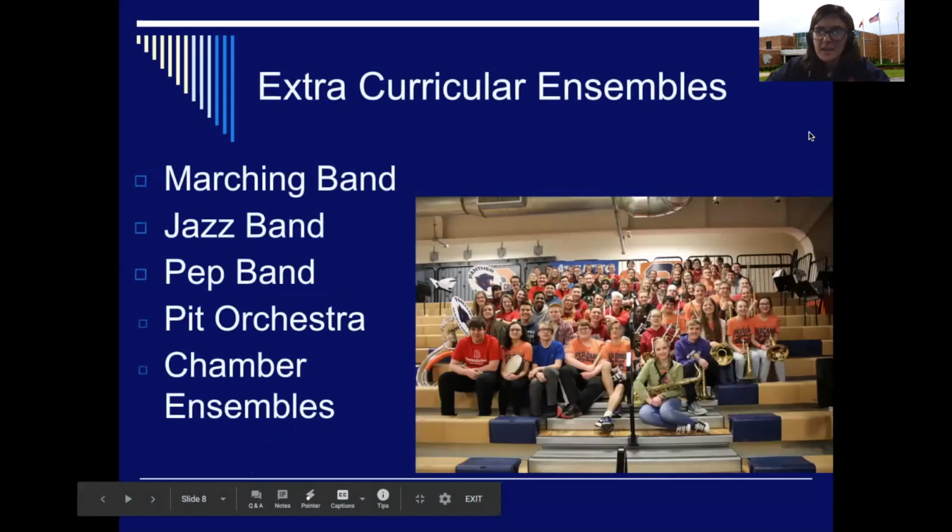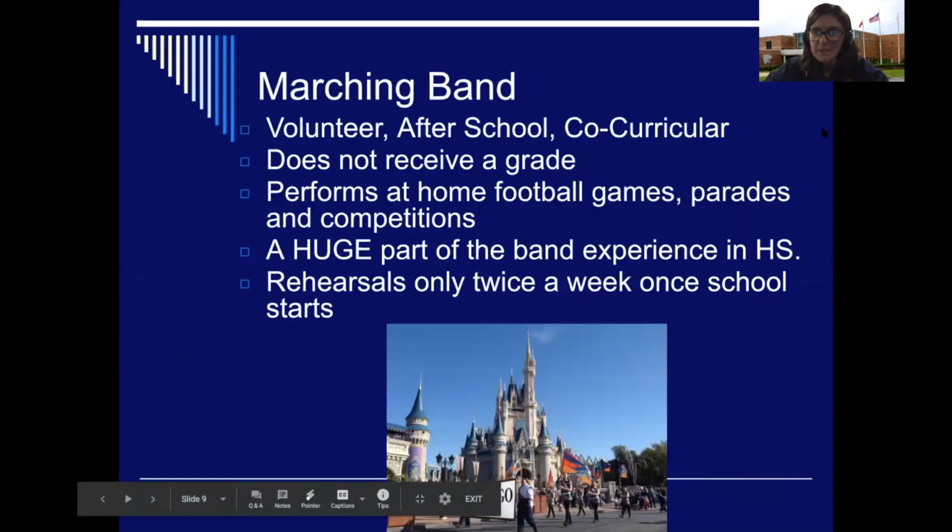So we have a number of extracurricular groups at the high school level: marching band, jazz band, pep band, pit orchestra, and chamber ensembles. We're going to go ahead and talk a little bit about each of our different extracurricular groups. So starting with the marching band, you've already gotten a little bit of information.